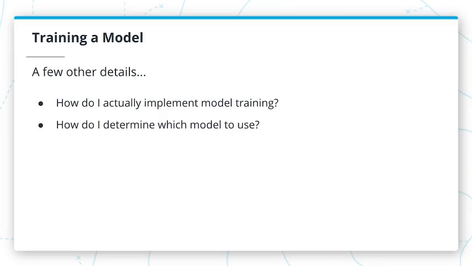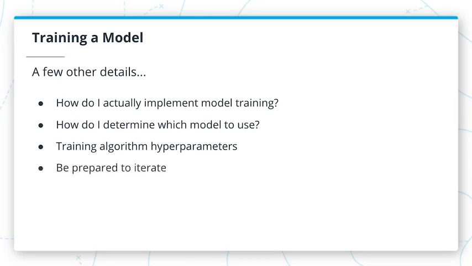Oftentimes, a model or a training algorithm will have settings called hyperparameters, which cannot be changed during model training. These settings can affect how quickly or how reliably the model trains. You will see this across many steps in this process, but be prepared to iterate.